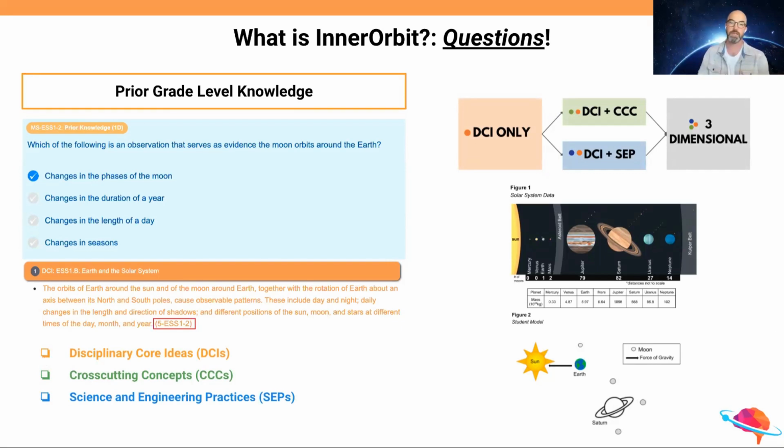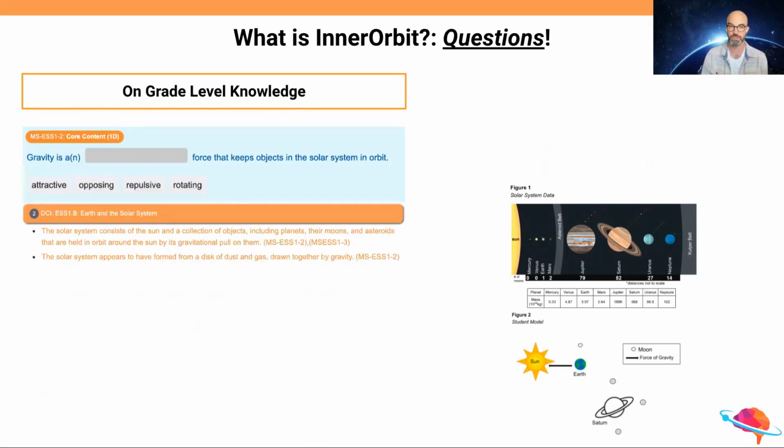And the next type of question that we write on our site is called on-grade level knowledge questions. So these questions are one-dimensional, just asking about what students know. Do you understand what gravity does? Why does gravity keep things in orbit in the solar system?